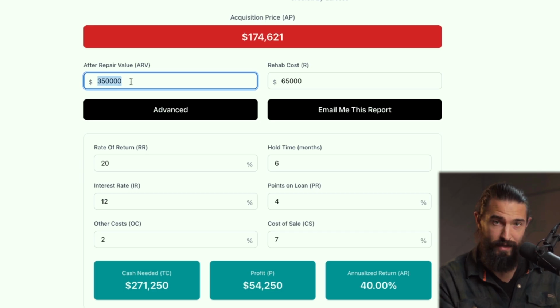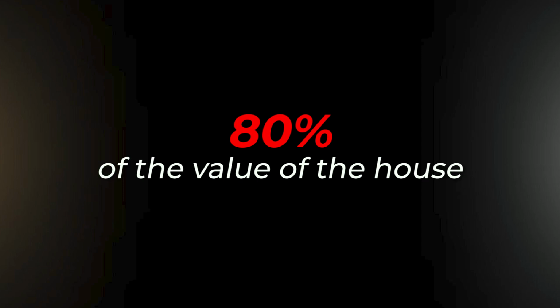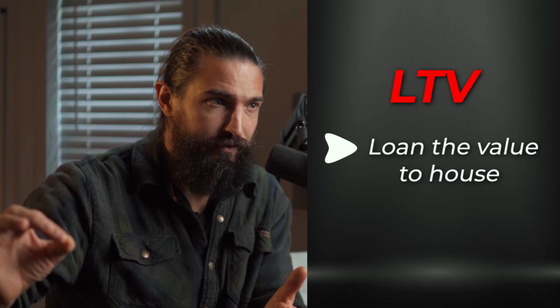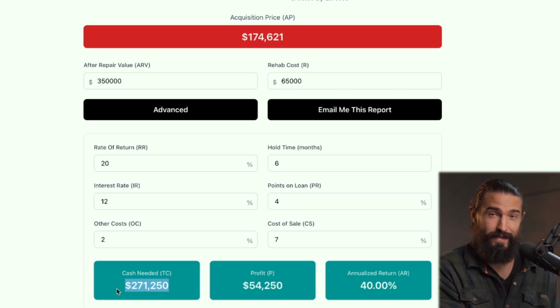And what they do is they take the value of the house, they send an appraiser out to figure out how much it's worth, and they come back and they say it's worth $350,000. And a bank on a stabilized property, stabilized meaning there's a renter in it already, they're going to give you 80% of the value of the house, LTV, loan to value of that house, as a loan that you can pay over 30 years, a 30-year mortgage. So what's 80% of the 350? That is this exact number.